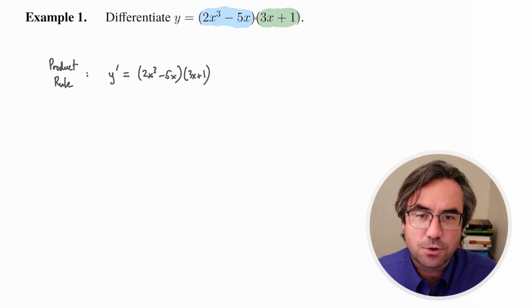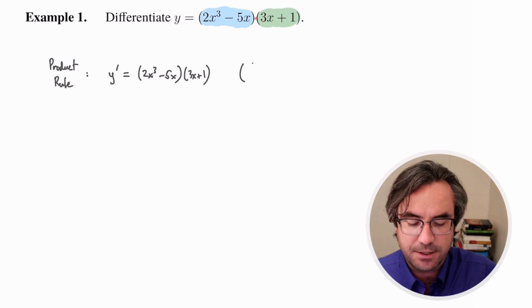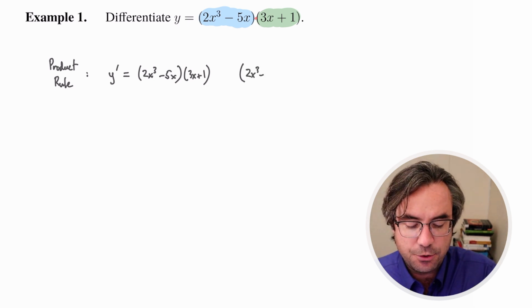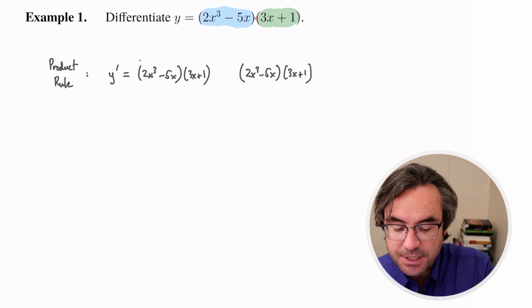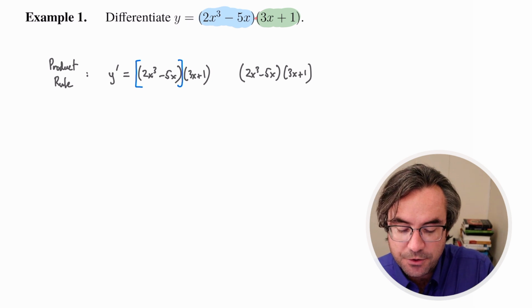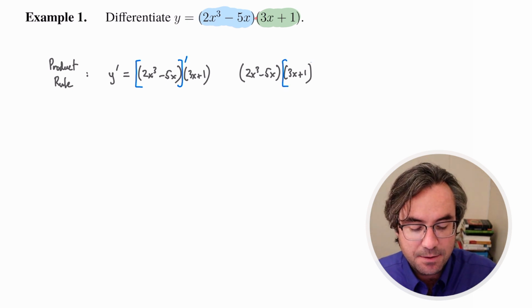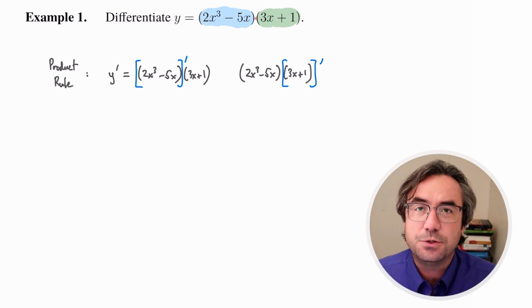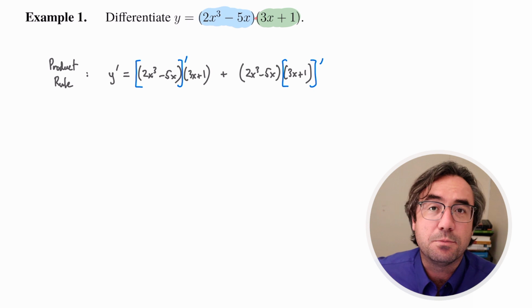And then right next door, we're going to do a second copy. Leave a little space there. So we're going to have our 2x cubed minus 5x times 3x plus 1. So we've got two copies of our product. In the first copy, we're going to apply the derivative to the first part. And in the second copy, we're going to apply the derivative to the second part. And with the product rule, we put a little plus sign in the middle.